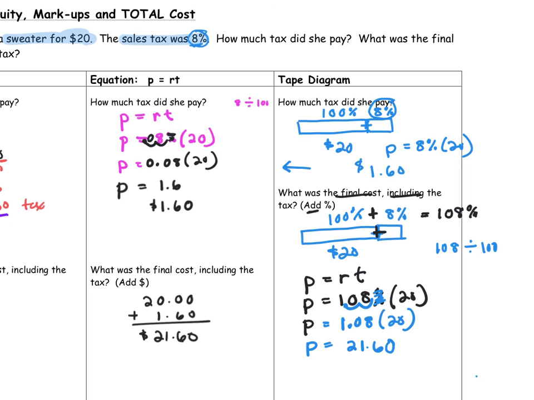So method 1 and 2, we have to add the dollar amount. But with the tape diagram, we add the percents before we begin our calculation. So if they ask for the final cost, this tape diagram would just take one step of adding and then calculating, where this one takes 2 steps. And since you're the one doing the math, you're going to have to decide what one is more efficient for you.